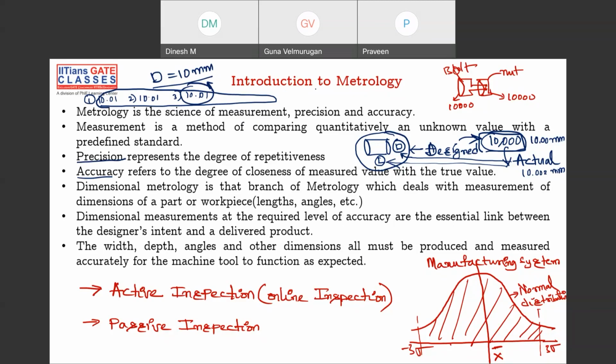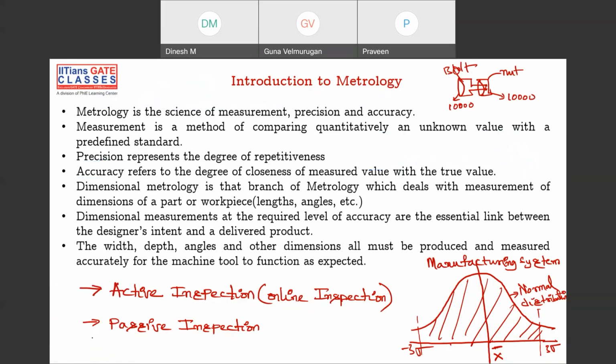If you take this one, you are off by 0.01, which is the error. If you have another object, the fourth object, at 10.00001 mm, let's say, how close are you? This fourth object is very close to the actual value. So how close you are to the design value or the true value is known as accuracy. Did I make the difference between accuracy and precision clear? Yes or no? Guys? Yes, very good, very good.